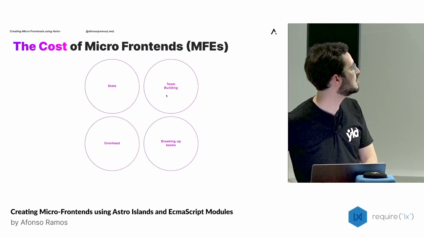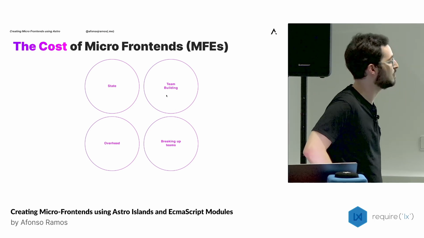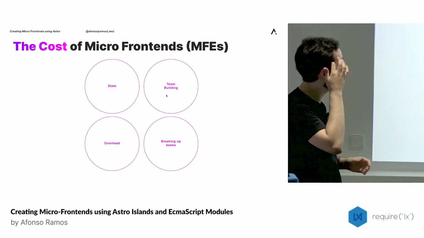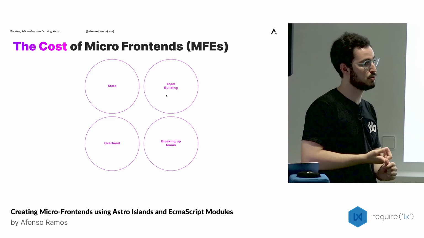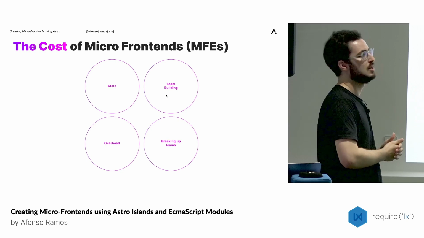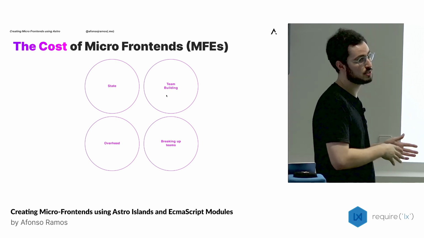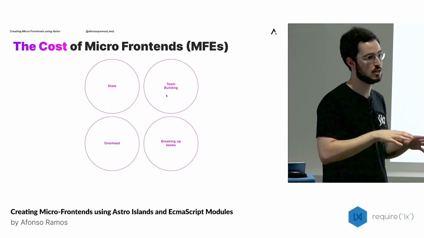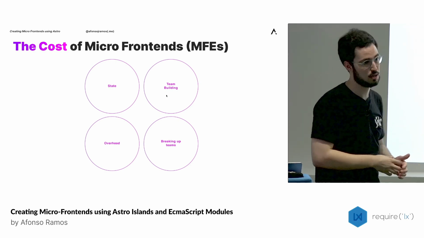So essentially, there are still a lot of costs that we find with using micro-frontends, namely state. How do you share state between a solid component, React component, or application, micro-frontend? It's hard. There are solutions. For example, Astro themselves already suggest one, which is nano stores. It basically saves your state within local storage.